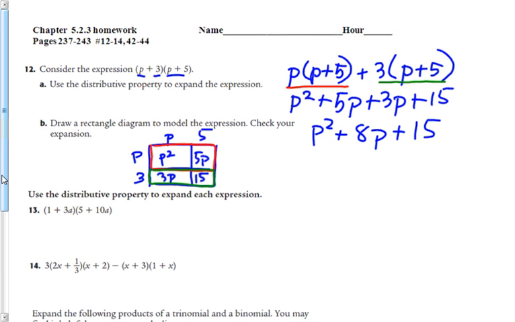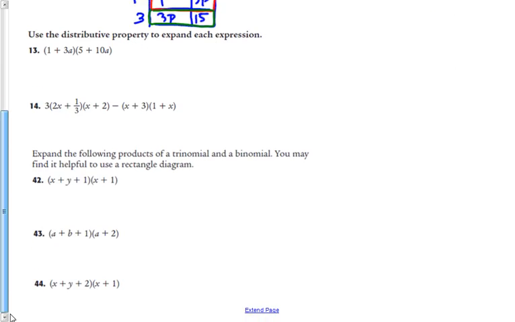All right, we're going to do one more problem here. So it says expand the following products of a trinomial and a binomial. It says you may find it helpful to use a rectangular diagram. I'm going to go ahead, we're going to use the distributive property here. What I'm going to do is take this x times x plus 1. Then I'm going to take this y times x plus 1. And then I'm going to take this 1 times x plus 1.